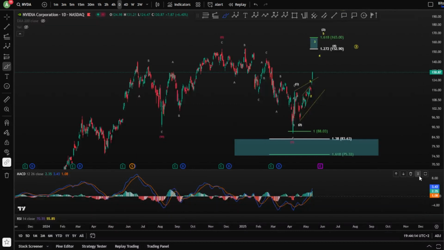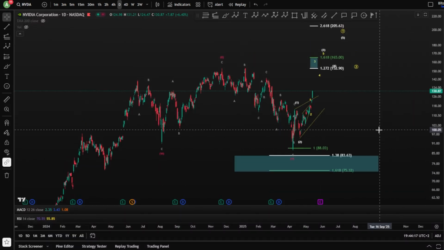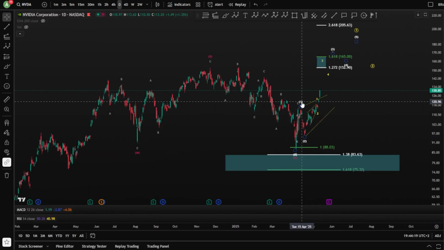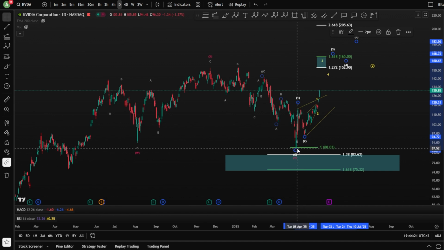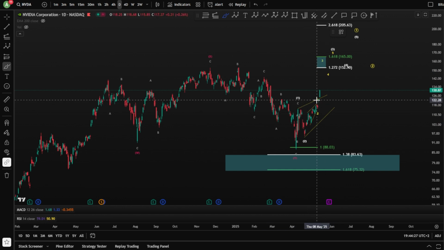So basically, I'm very bullish on Nvidia again. Right now I'm looking at an impulse unfolding toward the upside. I was out at the top of the wave 3. Now I got a confirmation. Yep, perfect. I'm in again.